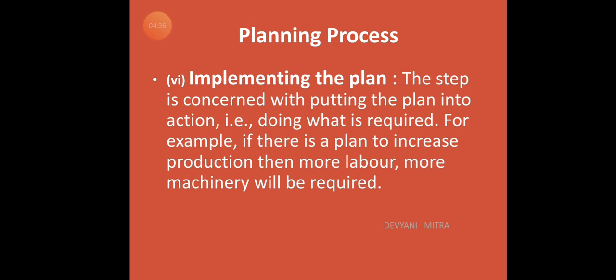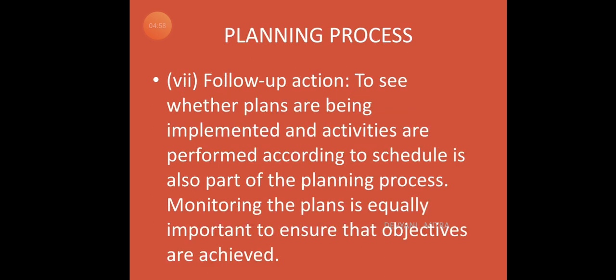For example, if there is a plan to increase production, they have already decided in their planning that they are going to increase their production. At the time of implementing that plan, they have to see whether the necessary arrangement is done or not. If production is to increase, more labor is required, more machines are required, so whether all the arrangements are there or not.